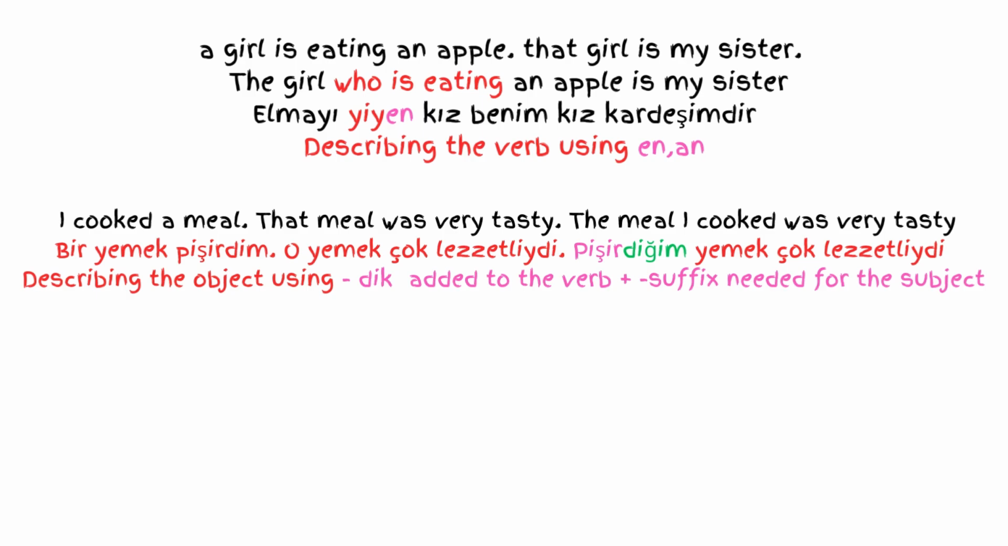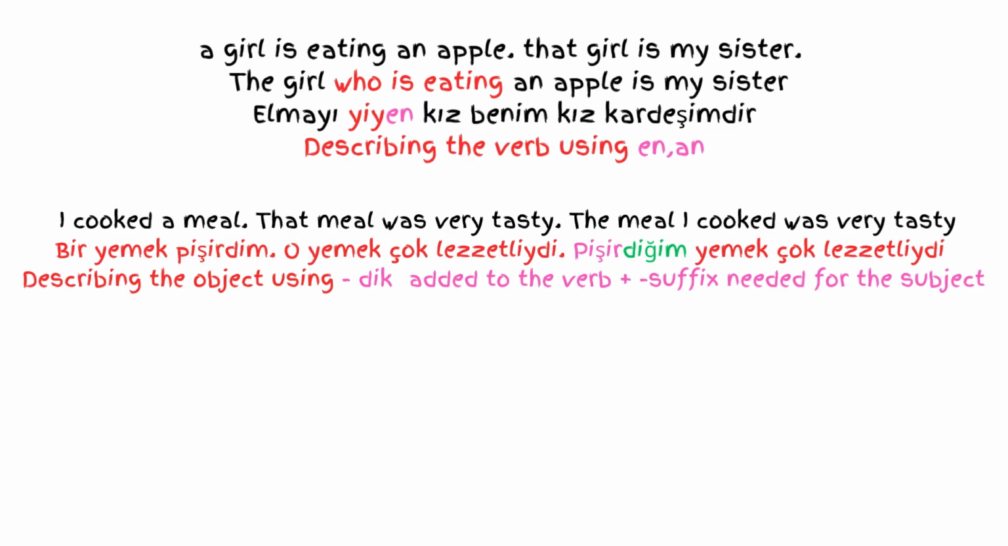Now you can say, how did you do that? The meal that I cooked, which is the verb, but for the object itself, pişirdiğim. Dik here, we're going to do it depending on the subject suffixes as well. Pişirdik. Pişirdiğim because I cooked. Ben.